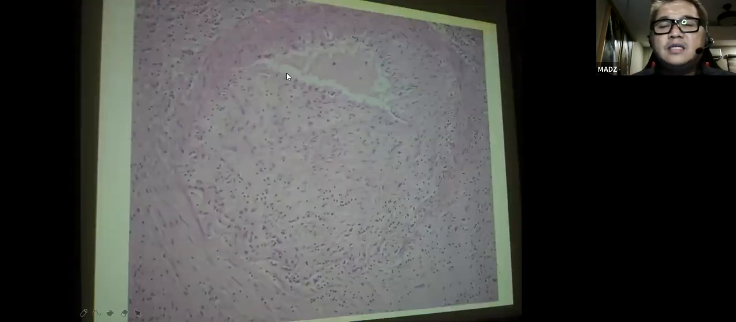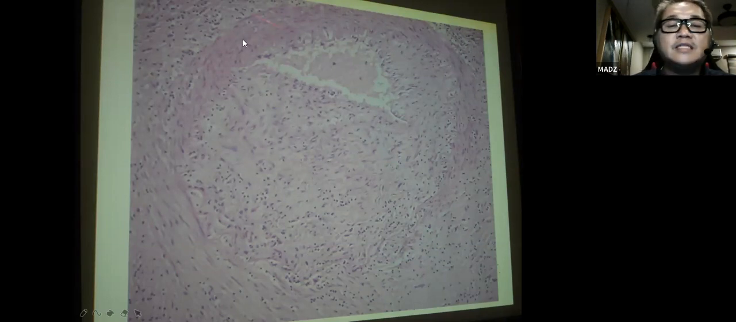Next, this is a picture of a blood vessel. These are smooth muscles going around, and it looks like there is inflammation. You see a lot of polymorphonuclear cells here. Therefore, this is a blood vessel that is inflamed. So this is vasculitis. Okay.